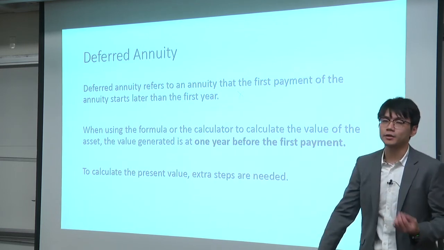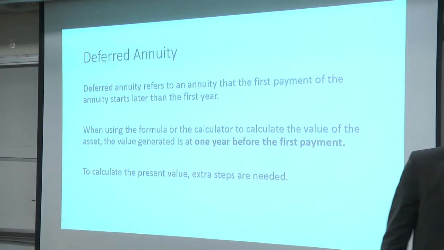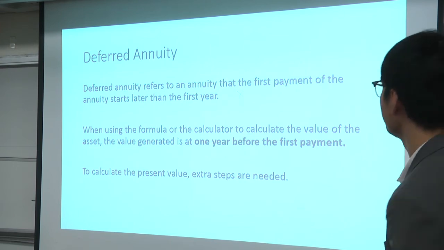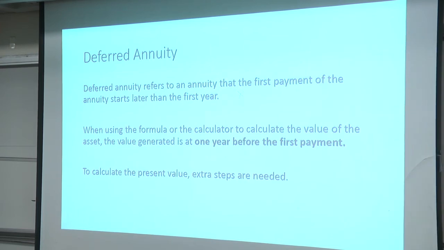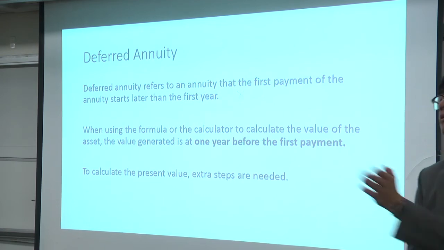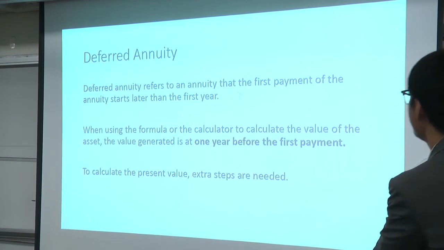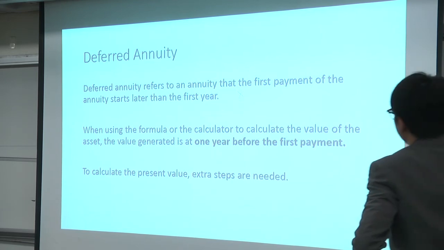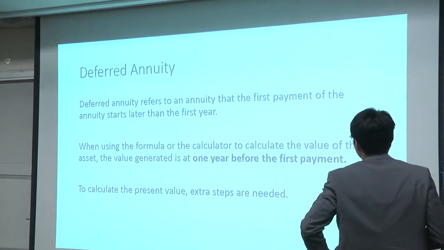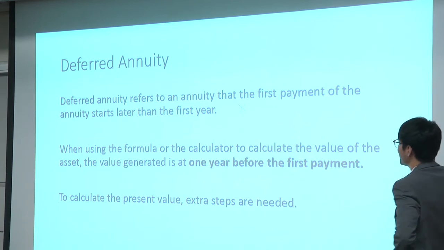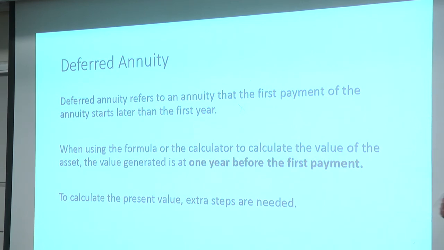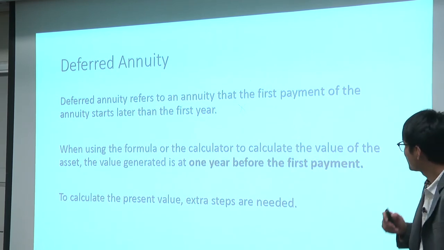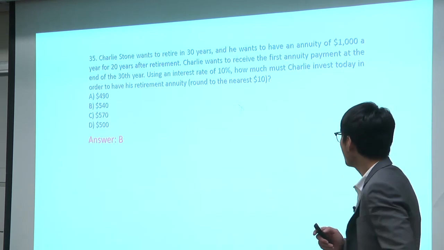So that's annuity due, okay? There's another type of asset which is called deferred annuity. A deferred annuity is an annuity where the first payment does not start this year or next year. It starts later, okay? So when you're using the formula to calculate the present value of the asset, the value generated is 1 year before the first payment, okay?